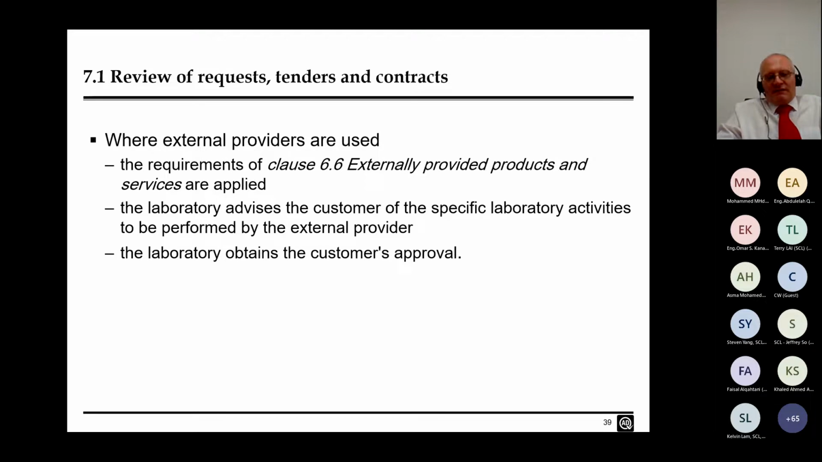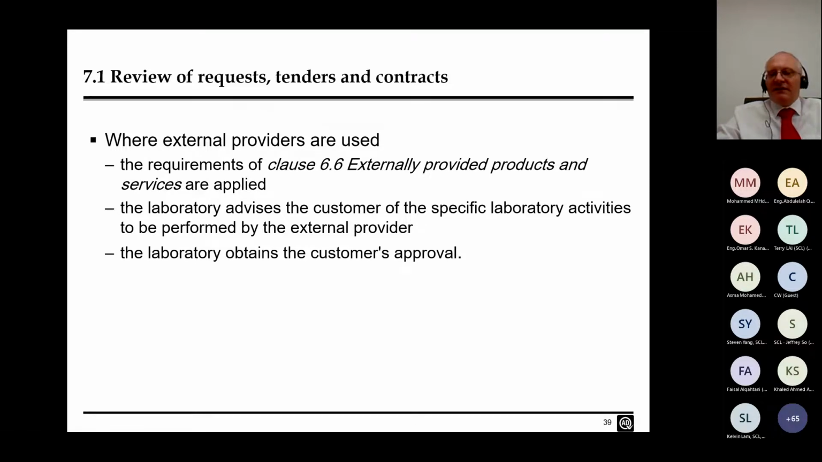One of the things that comes here, sometimes you may use external providers for part of the service, or for a calibration, you may need to send something out to somebody else. Often commercial laboratories have contracts with big organizations where they provide all of the services, but they subcontract some stuff. Not so much, I think, for government labs, but it may still happen. The important thing is you make sure, following 6.6, that these externally provided services are suitable.